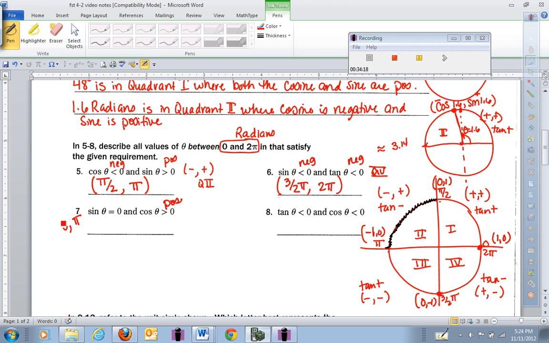Okay, we want to know where's your cosine positive. Well, the cosine in this one is negative, cosine for this one is positive. So it needs to be at 0. Now notice that's not an interval, and that's because this is a specific value that they're having you pick out.